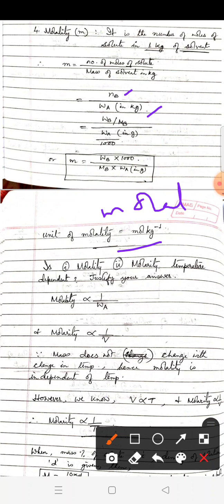Now, this part is already discussed. Is molality dependent on temperature? Molality is not dependent on temperature, because it depends on mass and molar mass, and none of them are dependent on temperature.